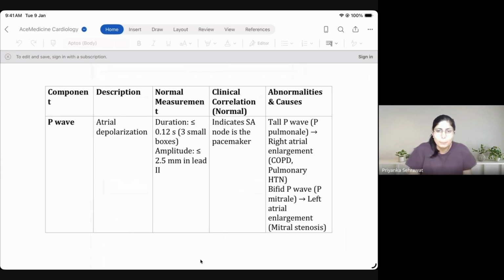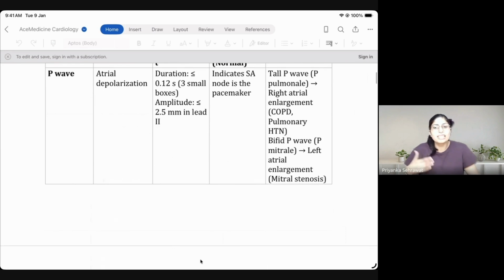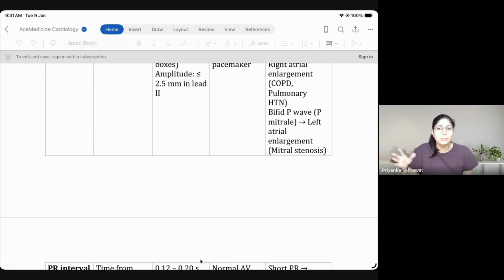Now, when we get tall P wave, we call it P pulmonale, which is usually seen in right atrial enlargement. When we get bifid P wave or P mitral, it is usually seen in left atrial enlargement. That much we know. P pulmonale, tall P waves, right atrial enlargement, seen in cor pulmonale, COPD, pulmonary hypertension, associated with ILD, right? PH cases. Bifid P wave, P mitral, left atrial enlargement, most commonly seen in mitral stenosis.